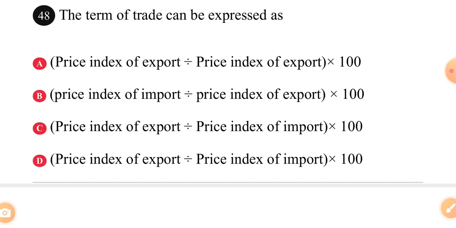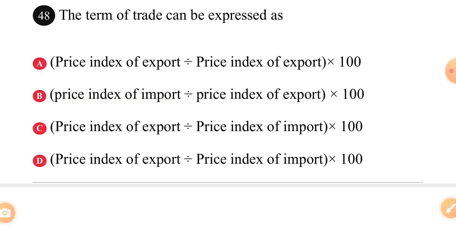A, price index of export divided by price index of export divided by price index of export times 100. B, price index of export divided by price index of import over price index of exports multiplied by 100. C, price index of export over price index of import multiplied by 100. Then D, price index of export over price index of import divided by 100.